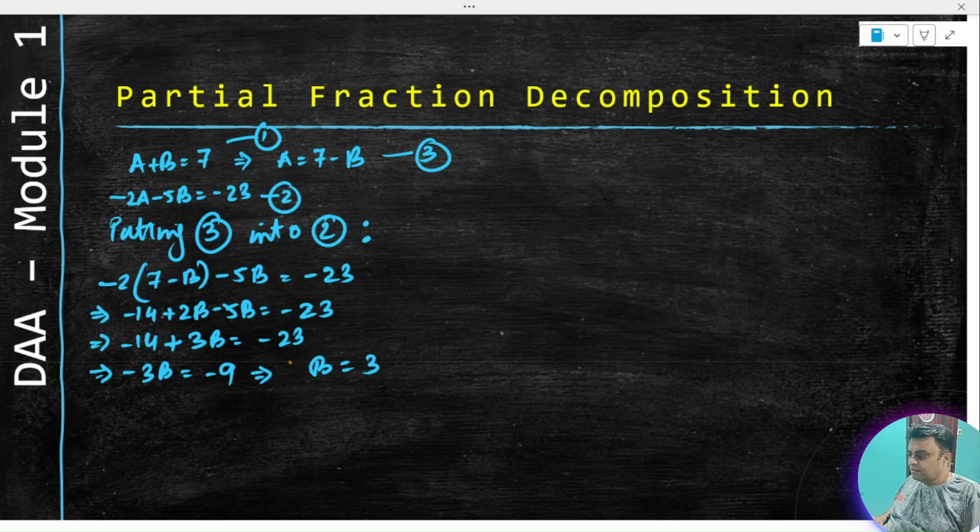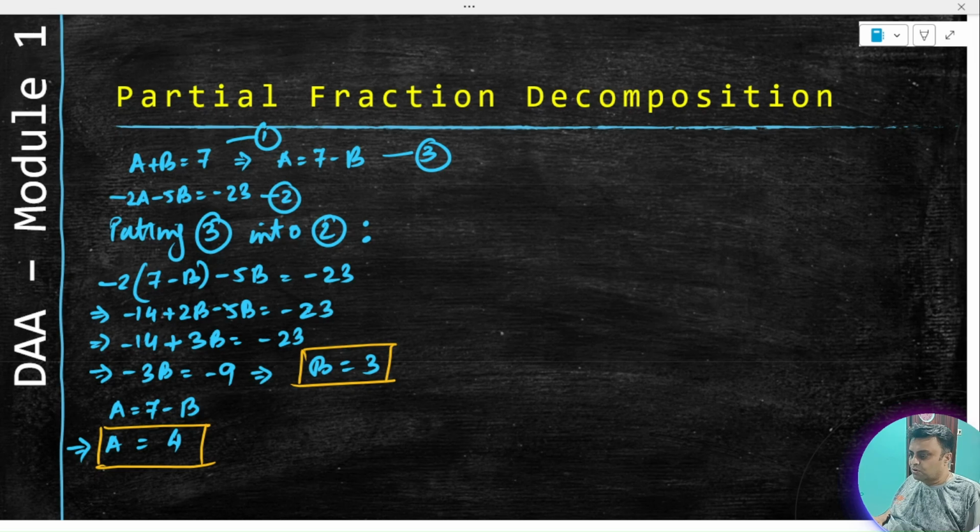So that's my b coming out from this. And similarly, we knew that a is equal to 7 minus b, and if we substitute the value of b here, then a will become equal to 4. Right, so a will become equal to 4, and that's how we have solved this.